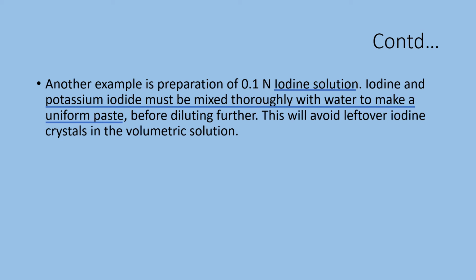So whenever iodine solutions are made, make a smooth paste of iodine with prescribed amount of potassium iodide in a mortar with pestle, and then dissolve in adequate water and make it up to the mark. Store in amber colored bottle. If it is not made as recommended, you can find some undissolved iodine crystals in the volumetric solution.